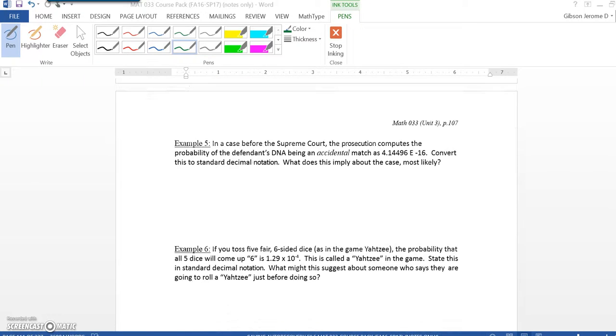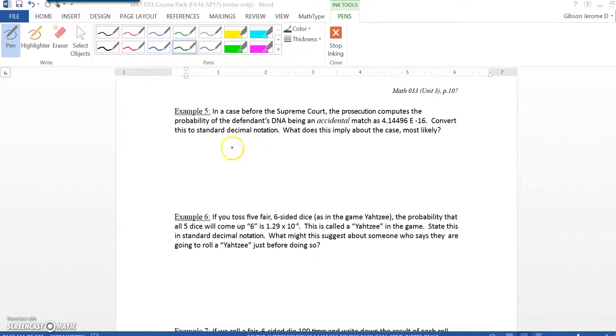Now we move on to the next page. We have example 5. In the case before the Supreme Court, the prosecution computes the probability of the defendant's DNA being an accidental match at 4.14496 E to the negative 16. Convert this to standard decimal notation. What does this imply about the case most likely?